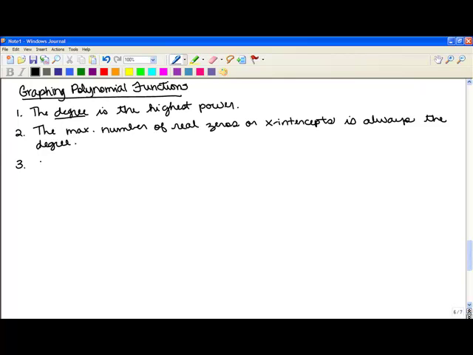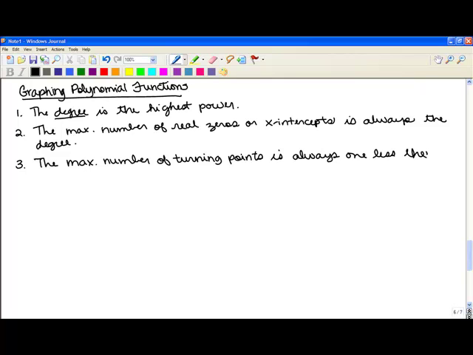And fact number 3, the maximum number of turning points is always 1 less than the degree.